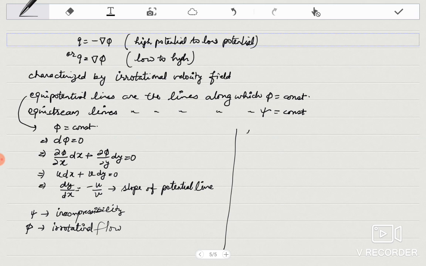Now I take one condition. Suppose I say that the fluid is incompressible also, because incompressibility is not the necessary condition for the introduction of the potential function. What is the necessary condition? That the flow should be irrotational. And what is the necessary condition for psi to exist? That the fluid should be incompressible. Now suppose the fluid is incompressible as well as irrotational.